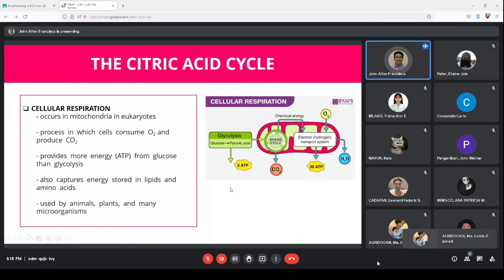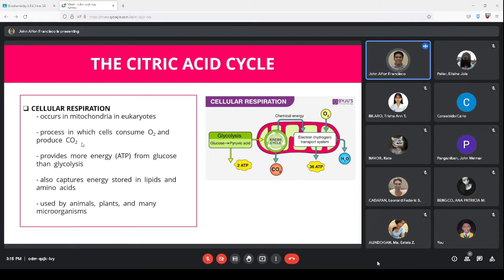So this happens in cellular respiration, the Krebs cycle. Citric acid actually has many names: TCA, CAC, Krebs cycle. It's all the same. They are all a cyclic way of generating energy and using the starting material pyruvate. Okay, this of course happens in the mitochondria in eukaryotes.